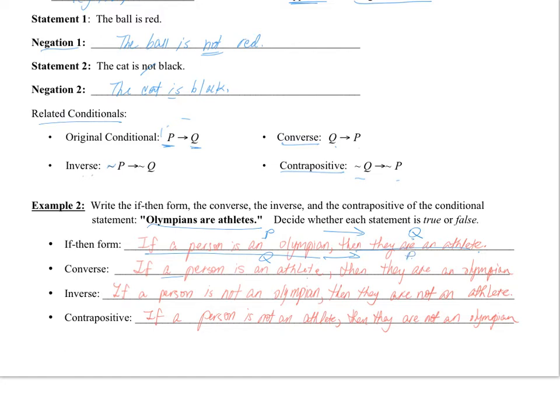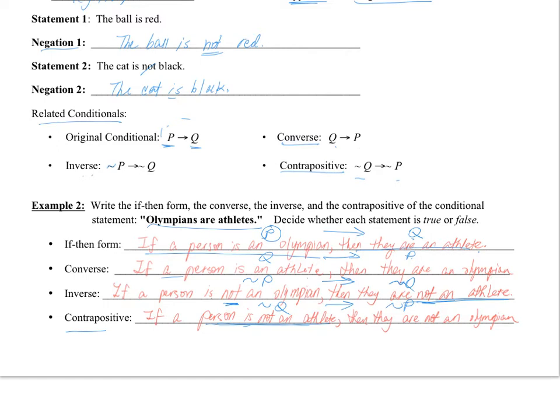And the inverse would be to take the negation of P here. So if a person is not an Olympian, then, so negation of P, and then the negation of Q. They are not an athlete. And the contrapositive would be to take the opposite of negation of P to negation of Q. So if a person is not an athlete, so I'm taking this part of the sentence and moving it to the front, so negation of Q, then they are not an Olympian.